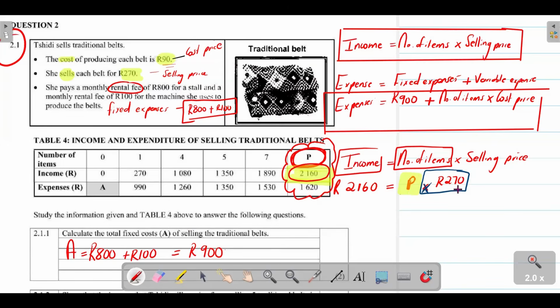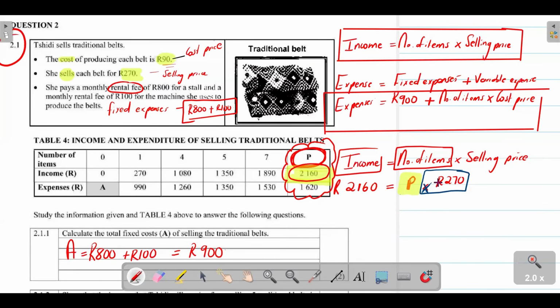What's happening between the P and the 270? They are multiplying. Do you see? So I'm saying P multiplied by 270. So I say to you guys, if you want to solve for an unknown, you always need to apply the inverse of what is happening between the unknown and the other given value. So do you see that it's P multiplied by 270?